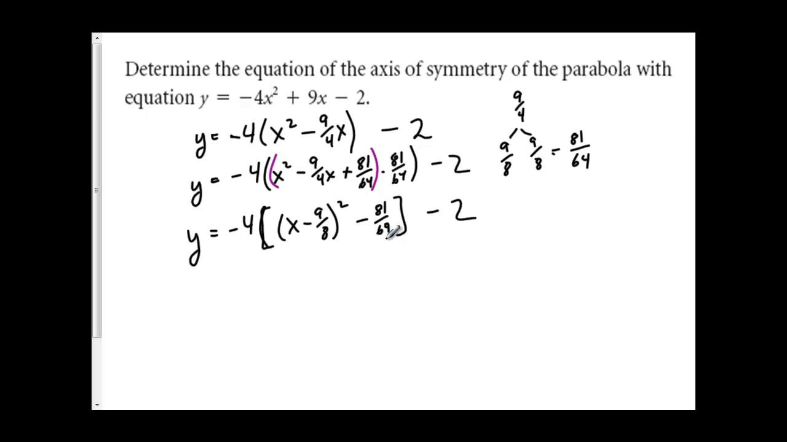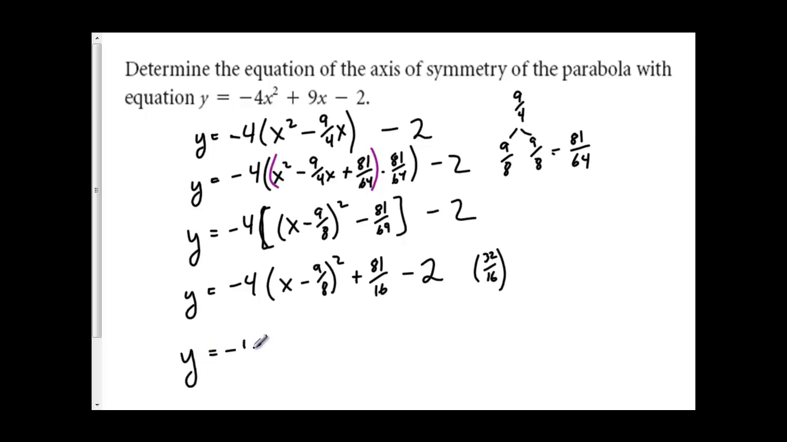Now I want to put this negative 81 over 64 and this negative 2 together. I'm going to have to multiply it by the negative 4. So negative 4 is going to be there because it's still a factor of my squared term. But when I multiply negative 81 by negative 64, I wind up with positive 81 over 16. Now I can put that together with my negative 2. If you remember from adding fractions, if I get a common denominator, negative 2 is going to be the same as negative 32 over 16, which means my final vertex form equation is going to have positive 49 over 16.